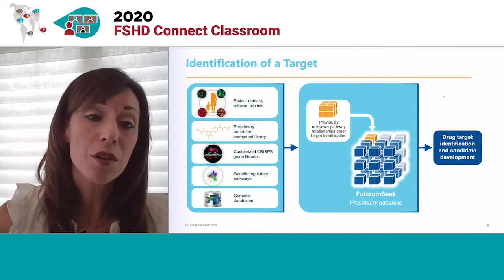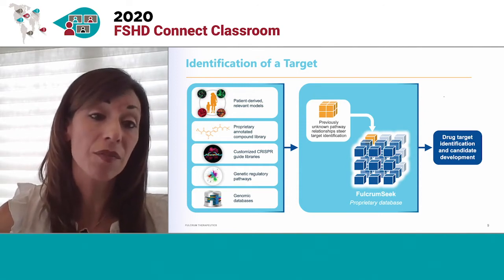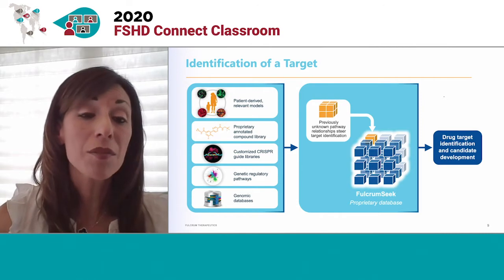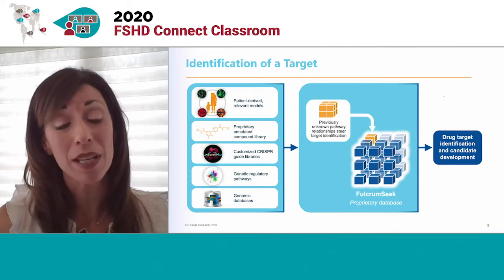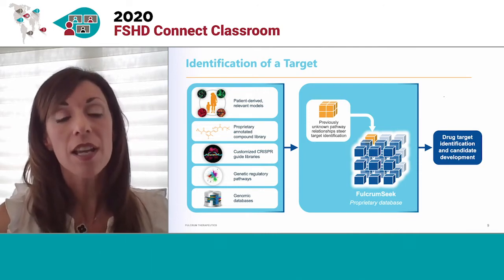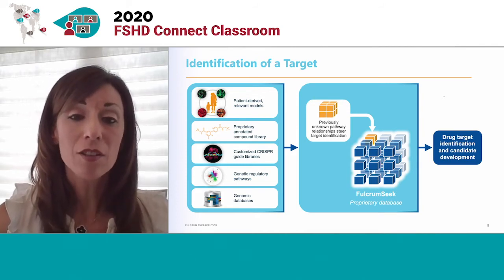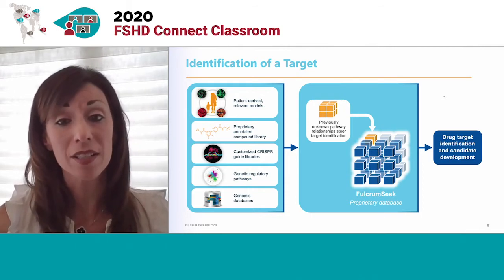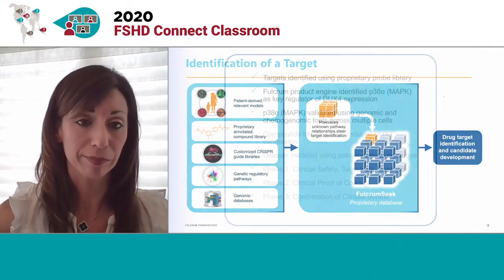But additionally, what also goes into this target identification is knowing about patient-derived relevant models, knowing what it is in our annotated compound library, as well as what is in our CRISPR guide libraries, and also having a familiarity with genetic regulatory pathways as well as genomic databases. So there are many people that are involved in identifying these targets, usually computational biologists, translational biologists, and others to try to uncover these unknown pathways to steer target identification. And once we are able to identify a target, we can then think about candidate development.